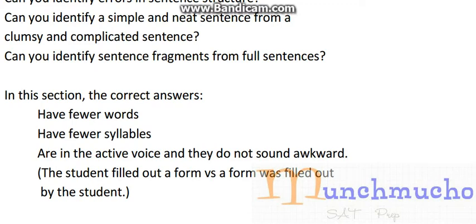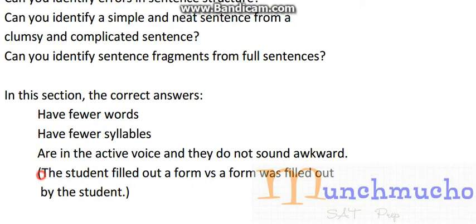They have fewer words, they have fewer syllables, meaning that they are much more elegant than complicated words, and they do not sound awkward. So, for example, would you say a form was filled out by the student, or the student filled out a form? Well, most people that I know would say the first one, which is the one right here: the student filled out a form. Most people would not say this: a form was filled out by the student.